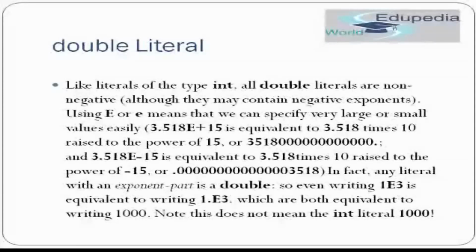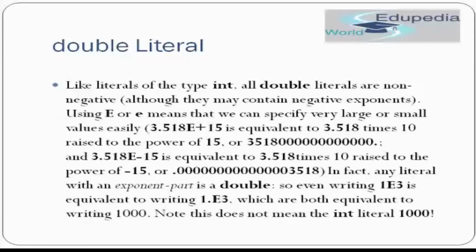For example, 3.518e+15 is equivalent to 3.518 times 10 raised to the power of 15. This is what the number actually means, but you can simply write this whole value as a double literal, 3.518e+15. And 3.518e-15 is equivalent to 3.518 times 10 raised to the power of minus 15, or this particular value.